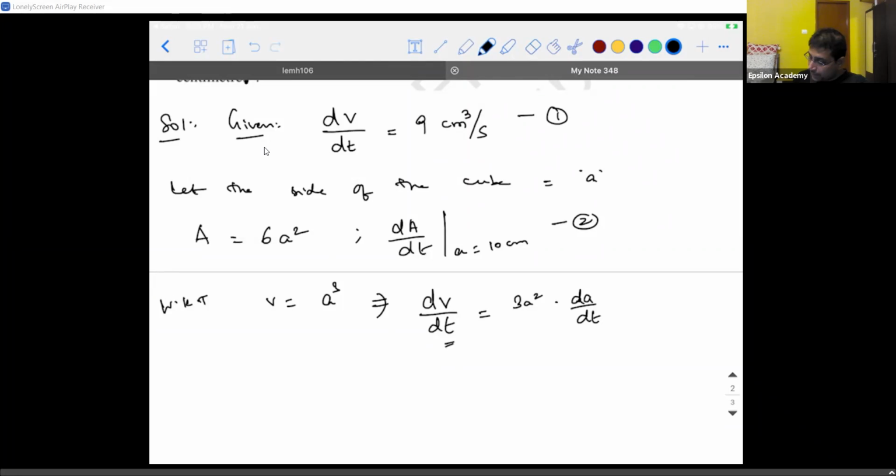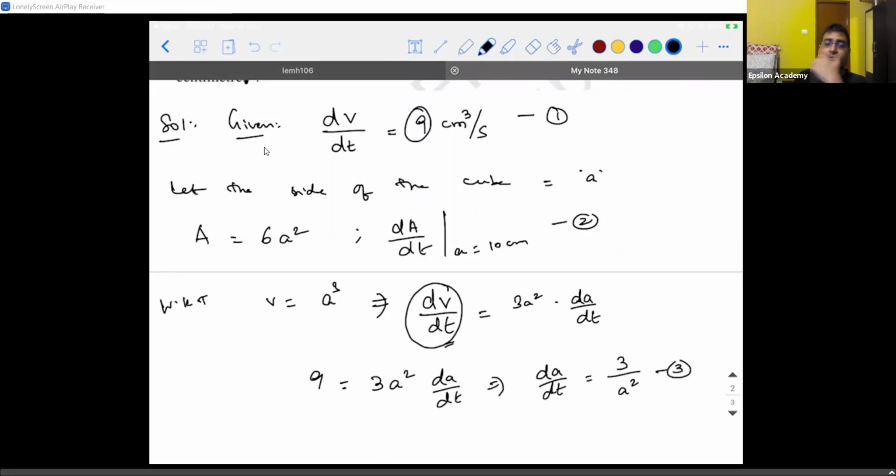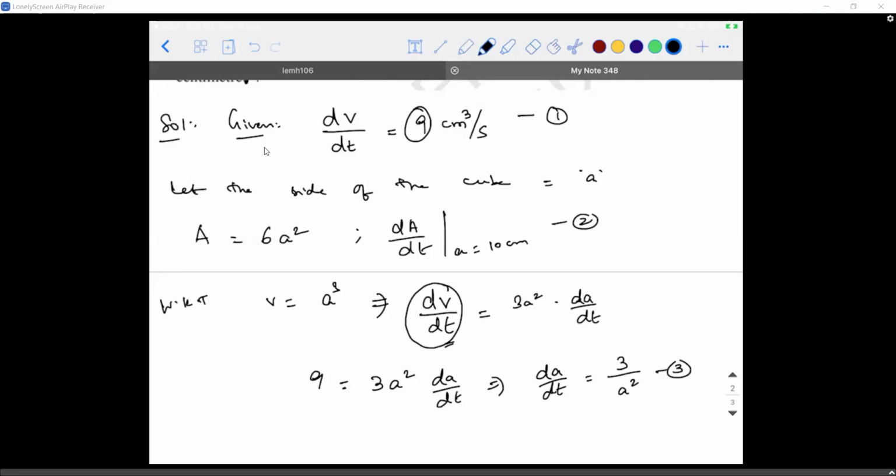Okay. But dV by dt is already given to us, which is 9. So 9 is equal to 3 into a square into dA by dt, which implies dA by dt is equal to how much? 3 by a square. Let me call this as 3. Is there any doubt till this step? No, sir. No doubts. Okay.